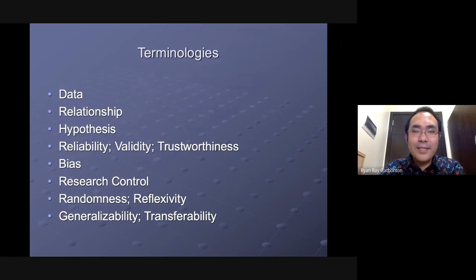When we say validity, this is a deeper concept in terms of our data. Validity refers to the convincing dimension of your data. Kapani-paniwala ba yung inyong data? That is the aspect that is addressed by validity.